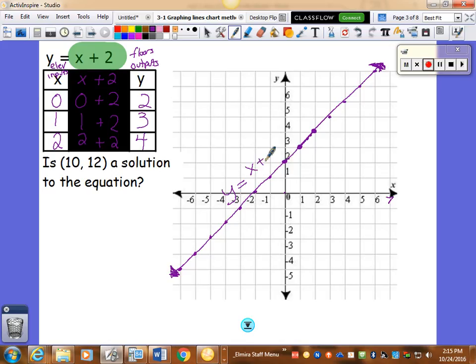Label the line with the equation. And you're also going to be asked on your homework if a given value is a solution. A solution would mean that if I continued the chart and I used 10 for an x value and subbed it in, would I get 12? Well, 10 plus 2 does equal 12. So we would say that 10, 12 is a solution.